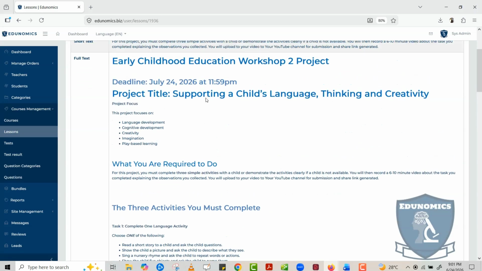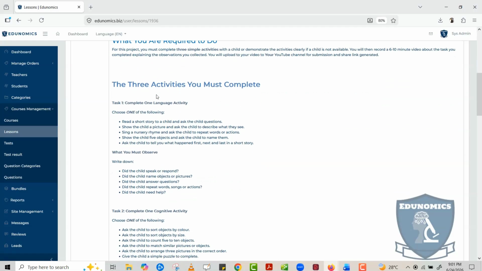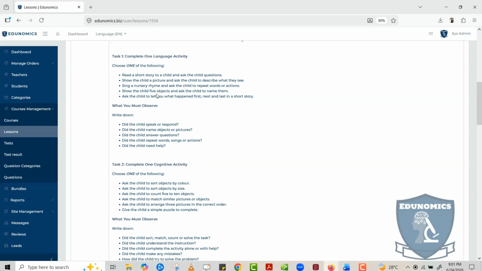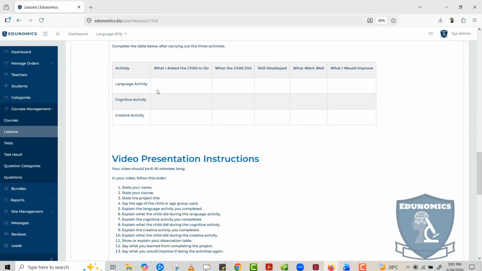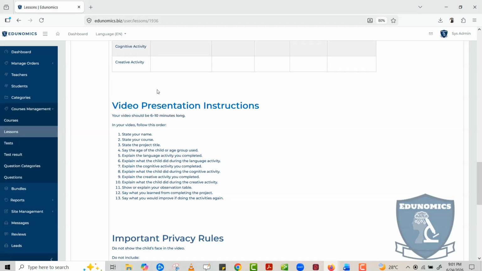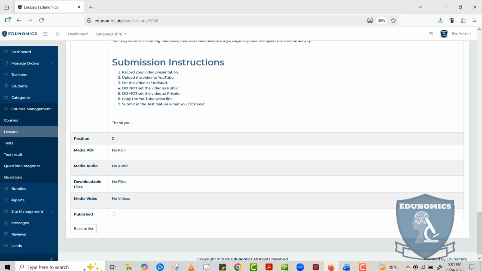And what they're going to do, especially for early childhood, is creative thinking and language work. It gives them the breakdown of what they're required to do, the three activities they must complete for the child, and all of that. It gives them the table to use, the submission instructions, and all of that for everybody.